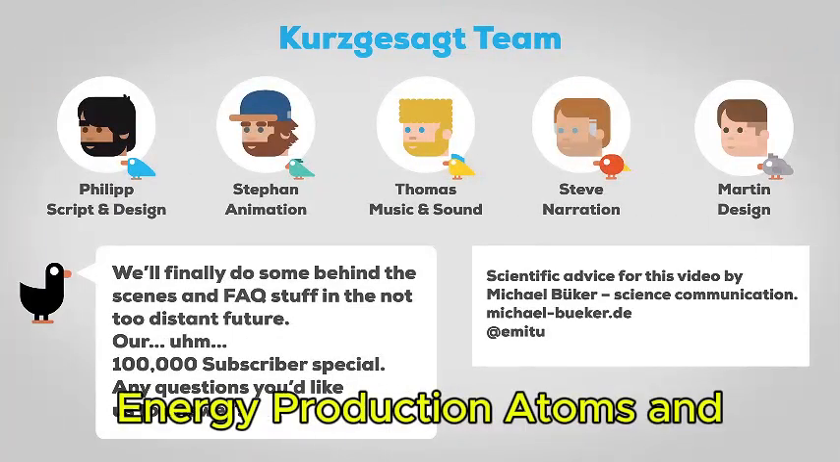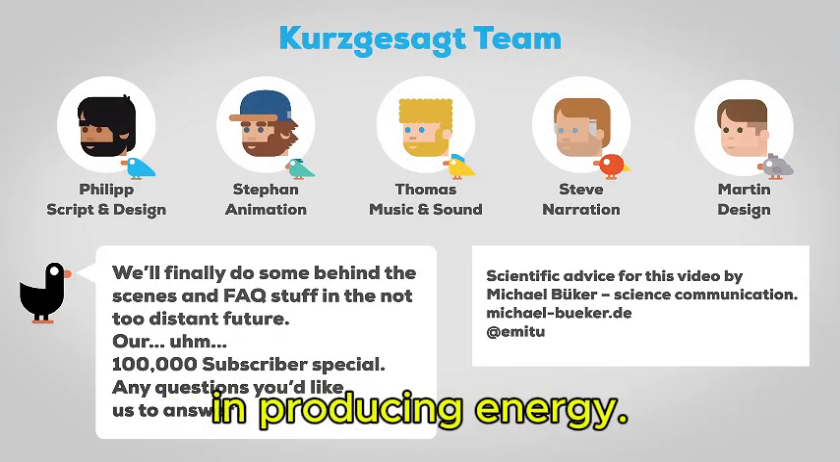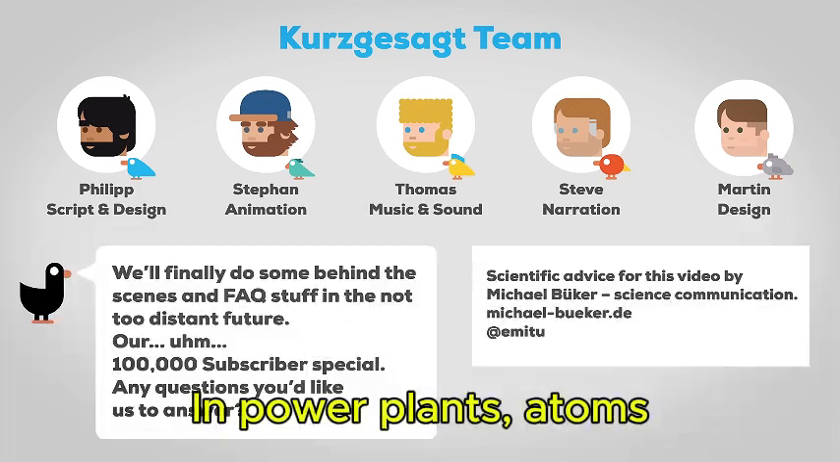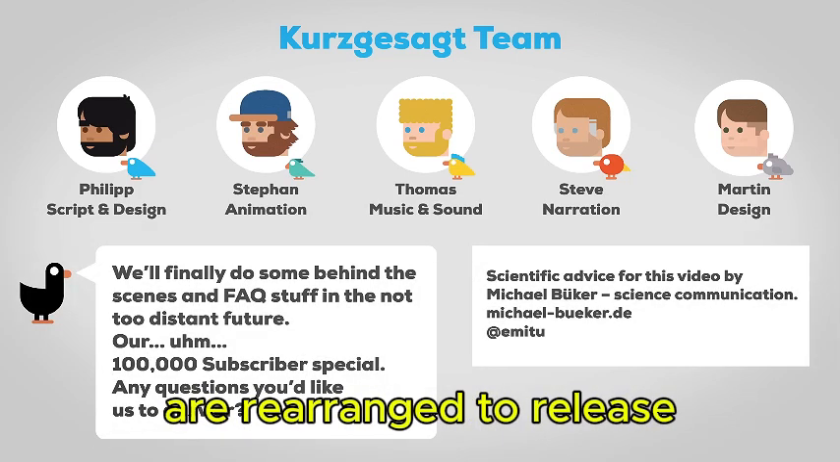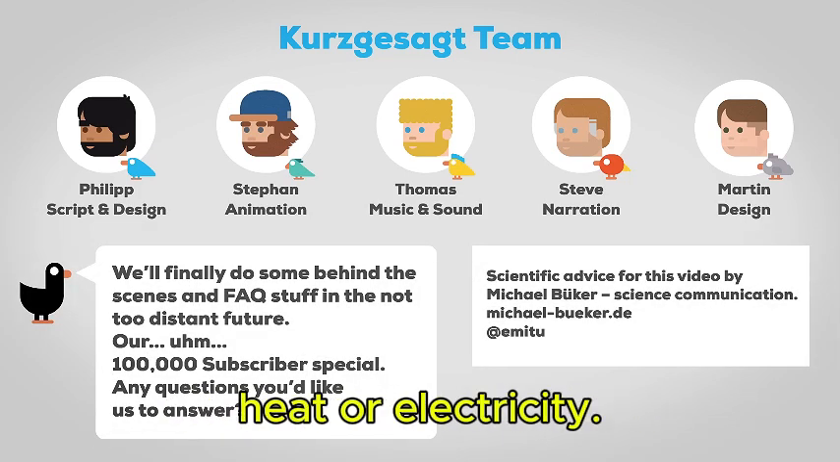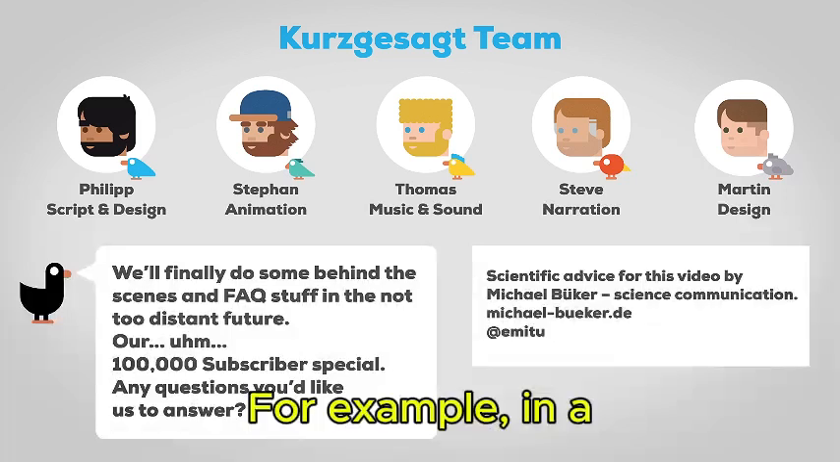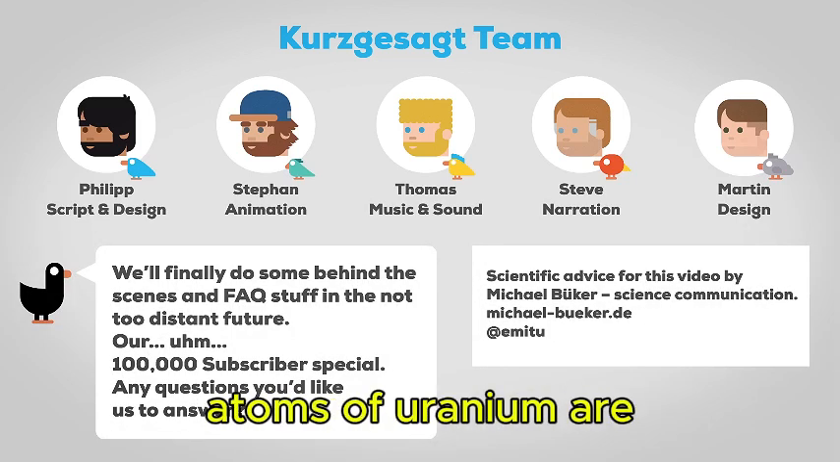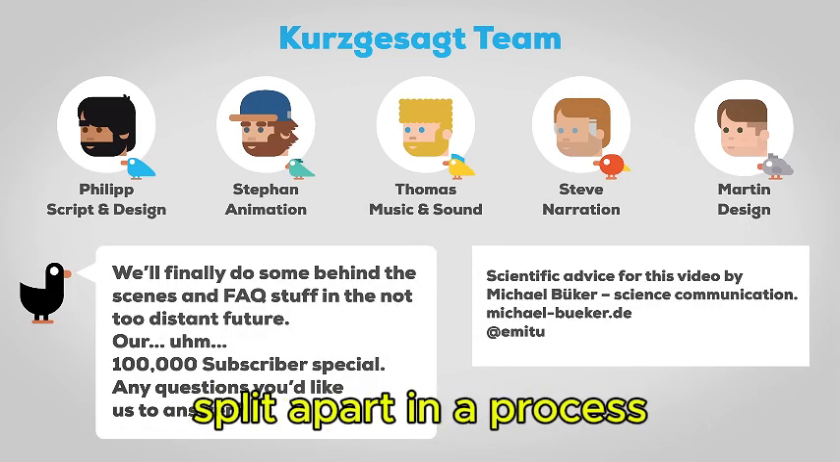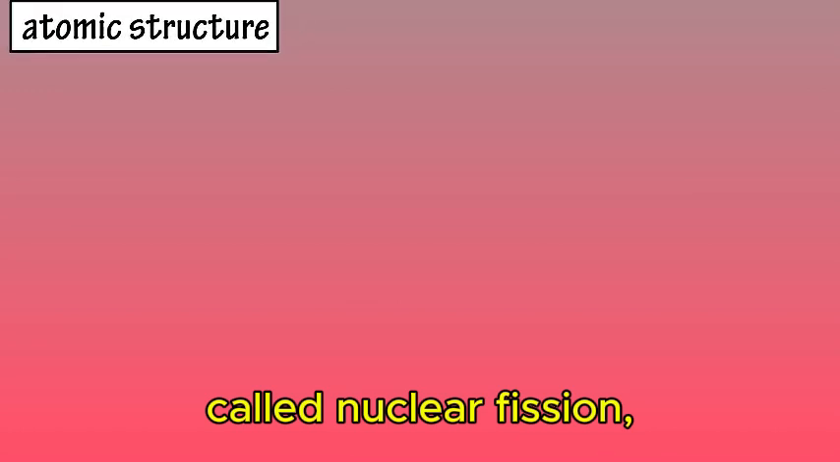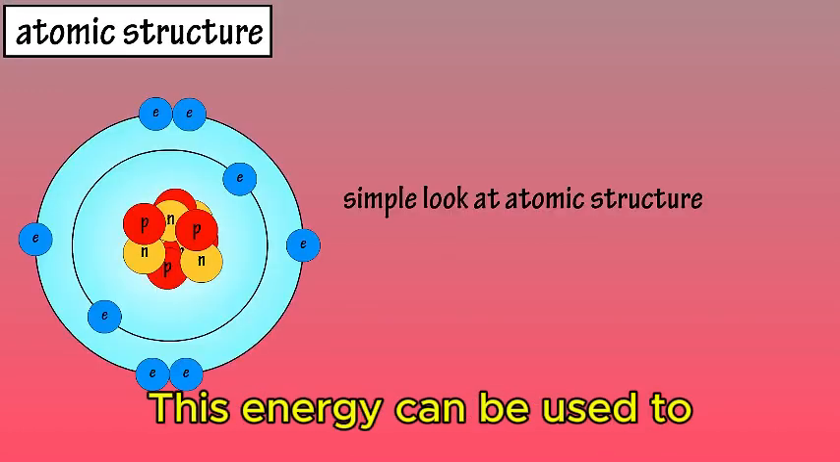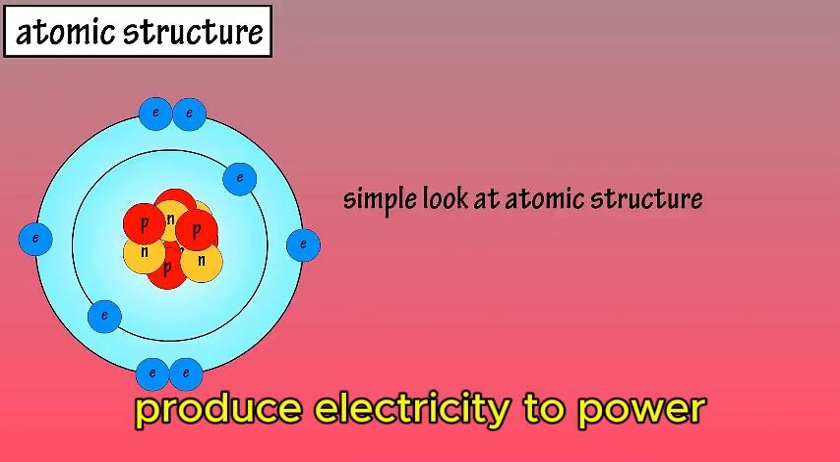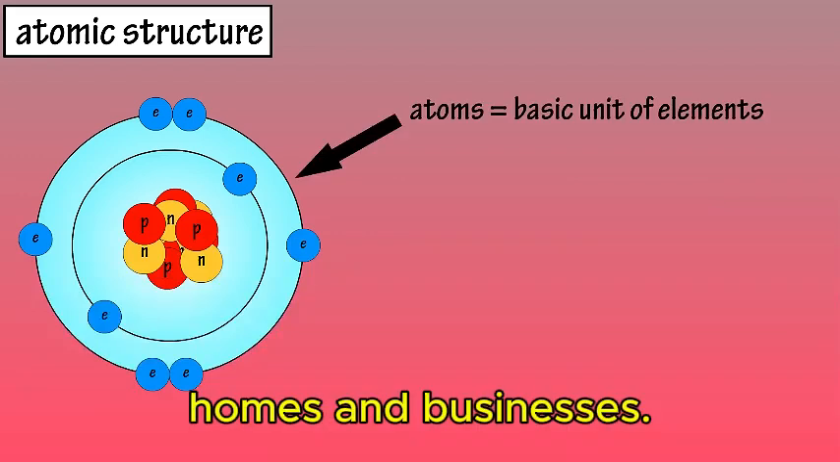Energy production. Atoms and molecules are also involved in producing energy. In power plants, atoms are rearranged to release energy in the form of heat or electricity. For example, in a nuclear power plant, atoms of uranium are split apart in a process called nuclear fission, which releases energy. This energy can be used to produce electricity to power homes and businesses.